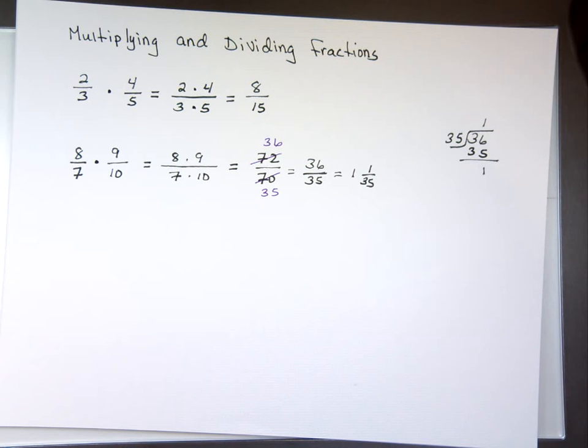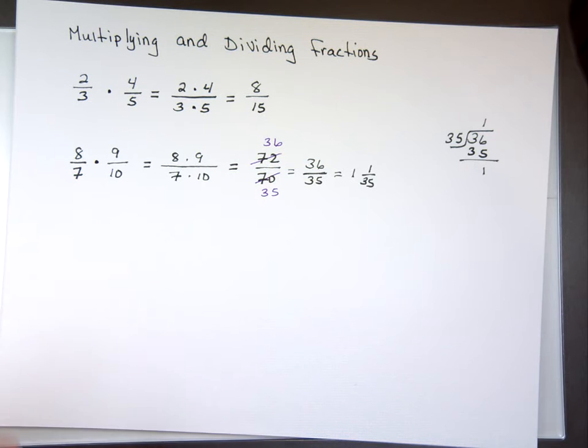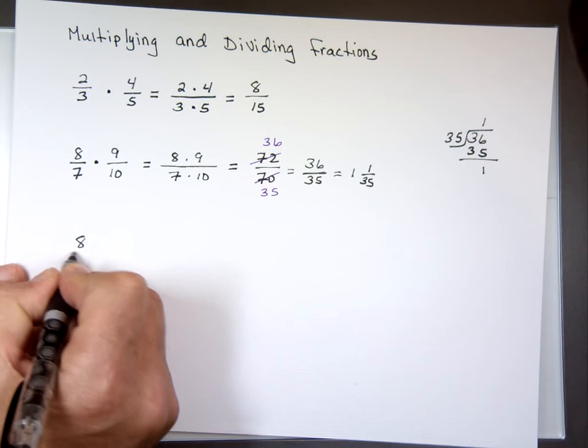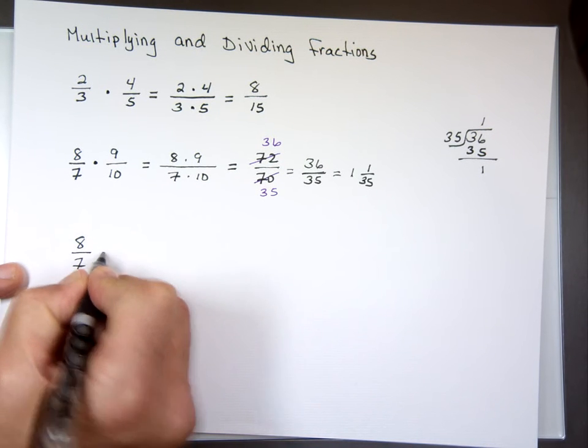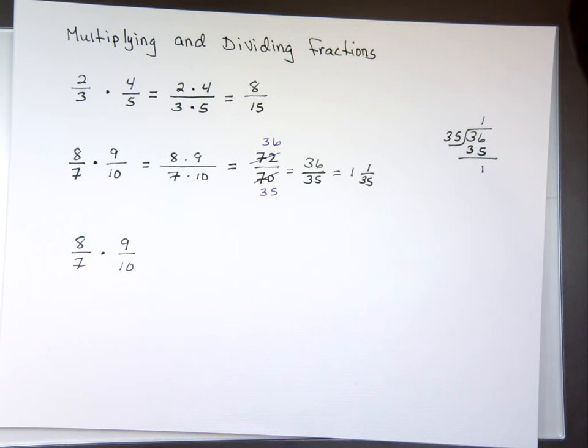Now when the numbers are big, so notice we multiply then simplify. A lot of people like to simplify first then multiply, especially when the numbers are big. So I'll do the same problem, but I'm going to simplify it first, then multiply it after. When I say simplify, as long as it's top and bottom, it doesn't have to be the same fraction.